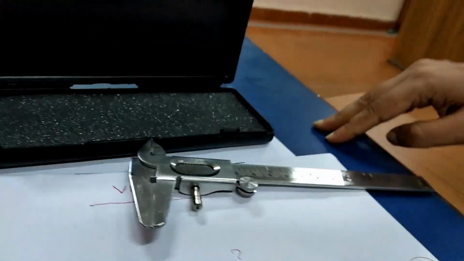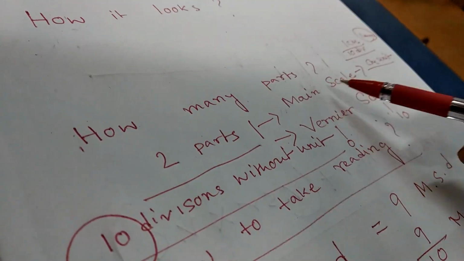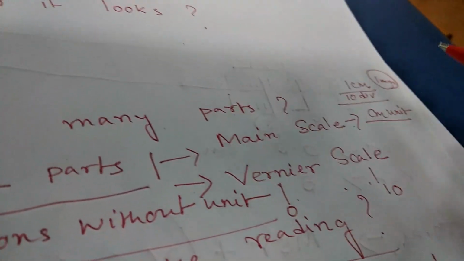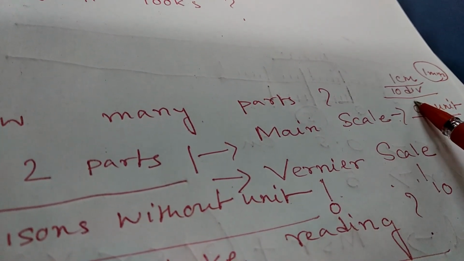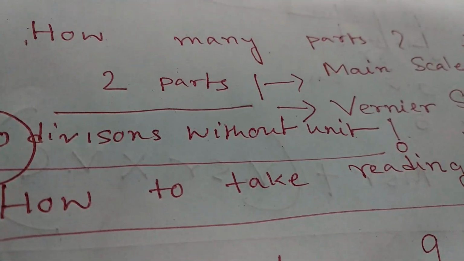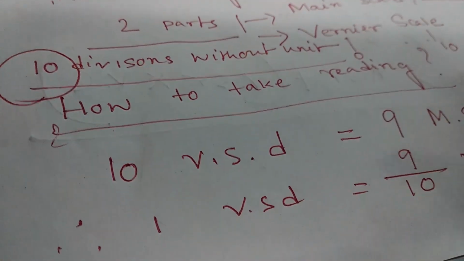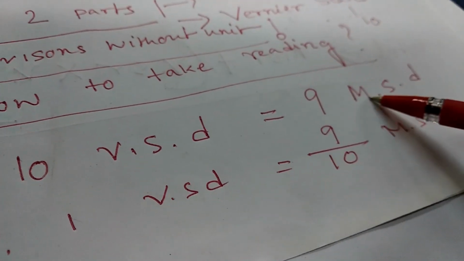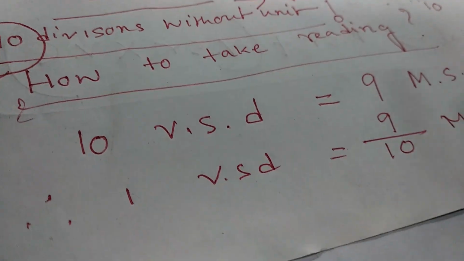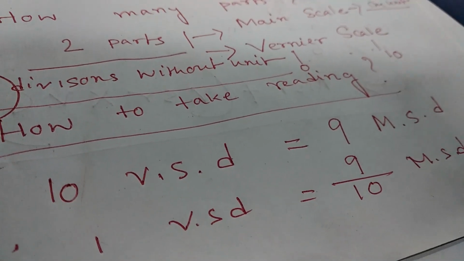What does that mean? I told you that 2 parts need to be considered. One part is the main scale running in centimeters. 1 centimeter is divided into 10 divisions, so the smallest division is 1 millimeter. And the vernier scale has no unit, only 10 divisions. The first division is considered as 0, and 10 vernier scale divisions equal 9 main scale divisions. So 1 vernier scale division equals 9 by 10 main scale divisions.